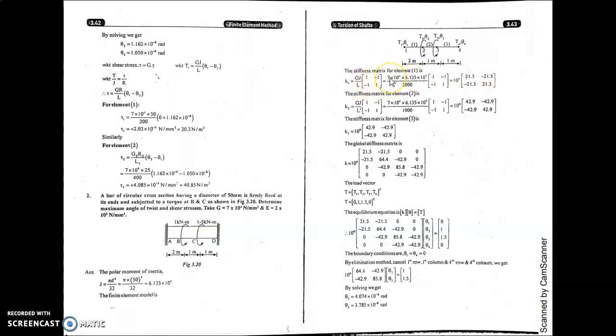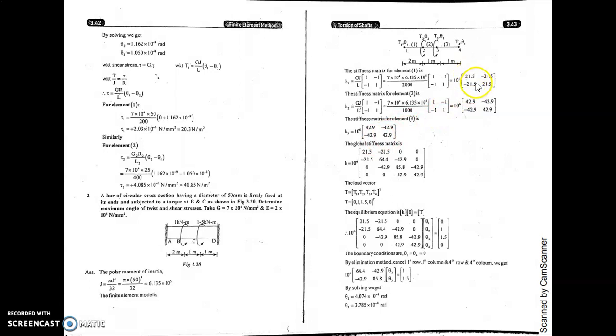So here we have the G value, this is J, which is to be taken from this value, and L is 2000 mm, because the diameter is given as 50 mm. That's why all the values have been converted in terms of mm. So this is the first elemental stiffness matrix, and the second and third have the same value. Then assemble it.